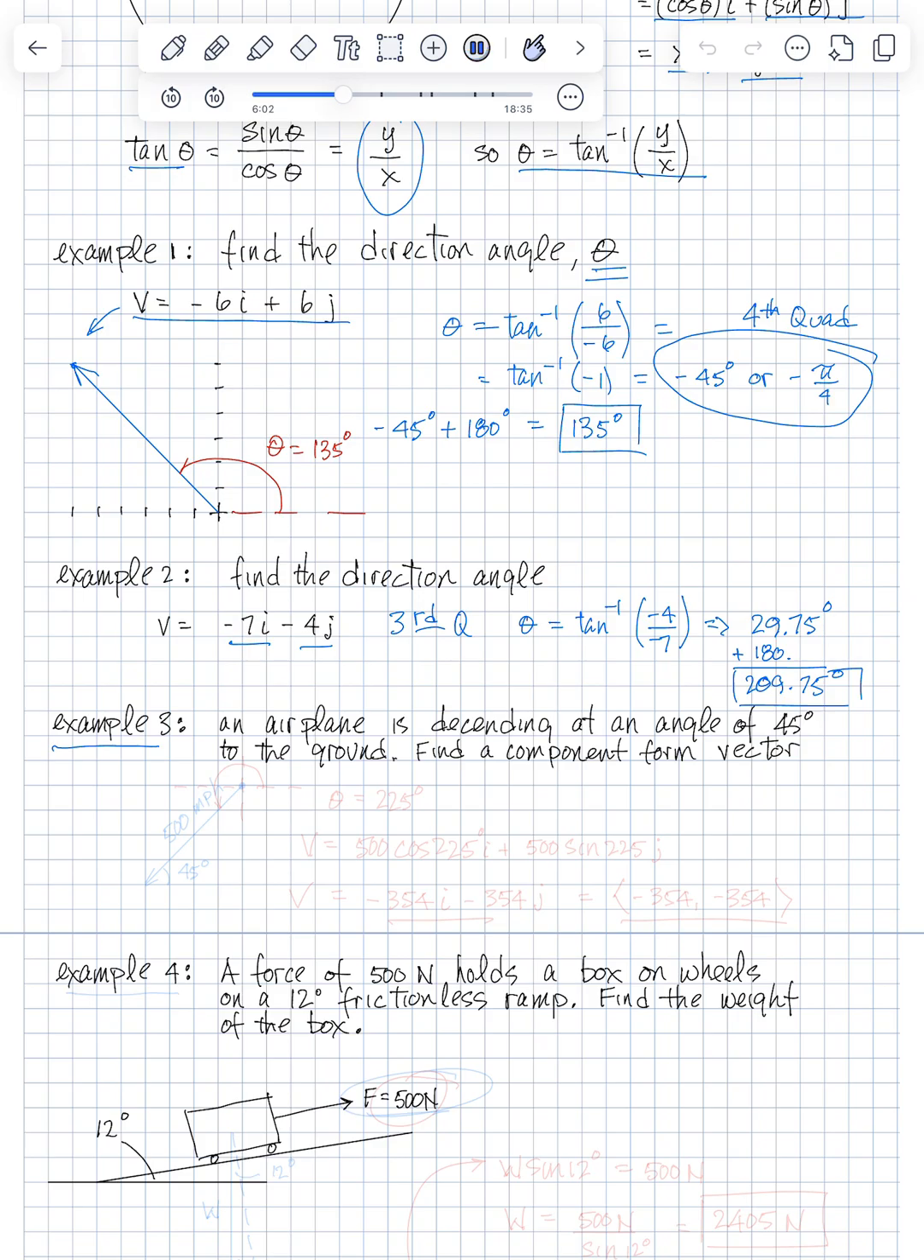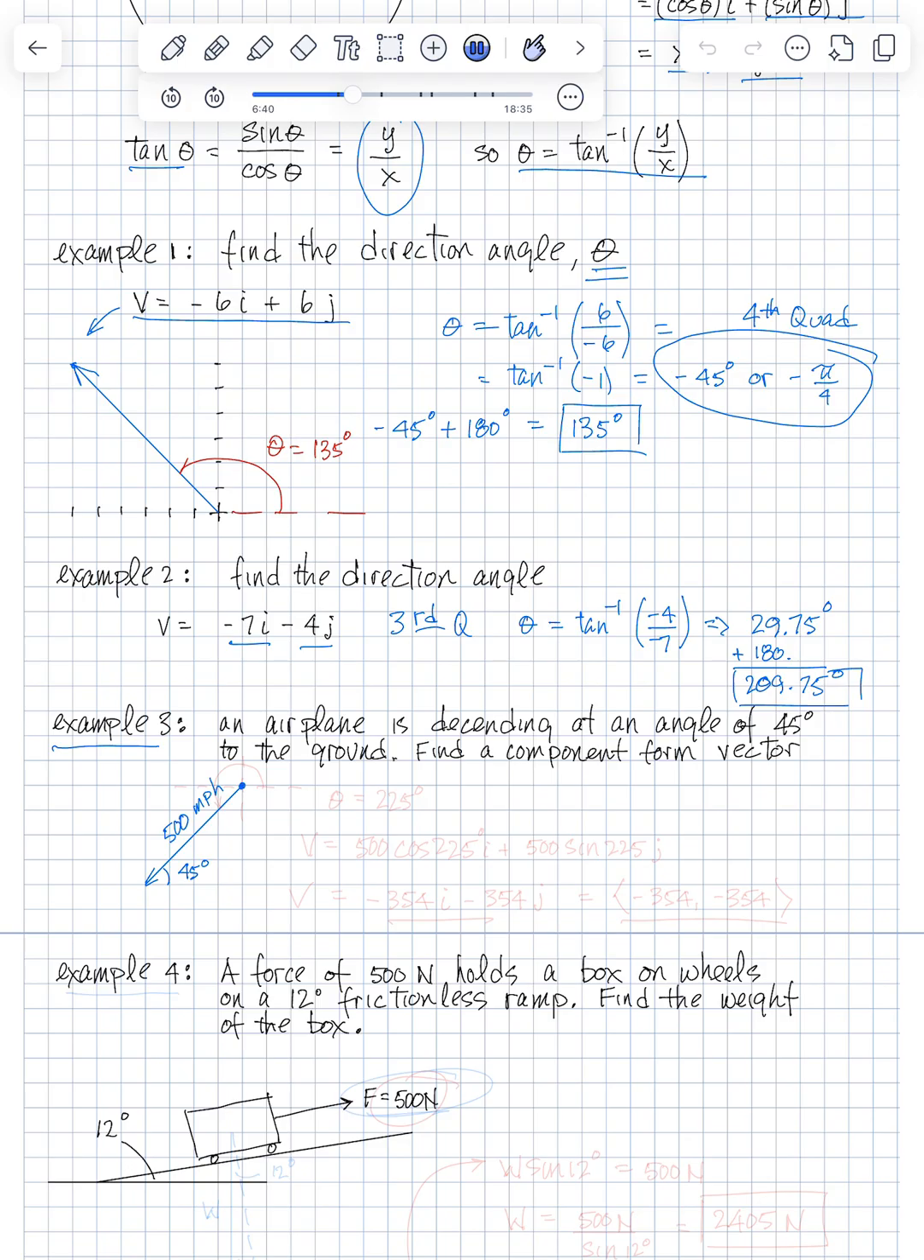So, a 45-degree angle to the ground. It's going to be like this. And so this is 45 degrees right here. And it says, oh, it doesn't say the speed. So we're going to say it's 500 miles per hour. So here's our vector.